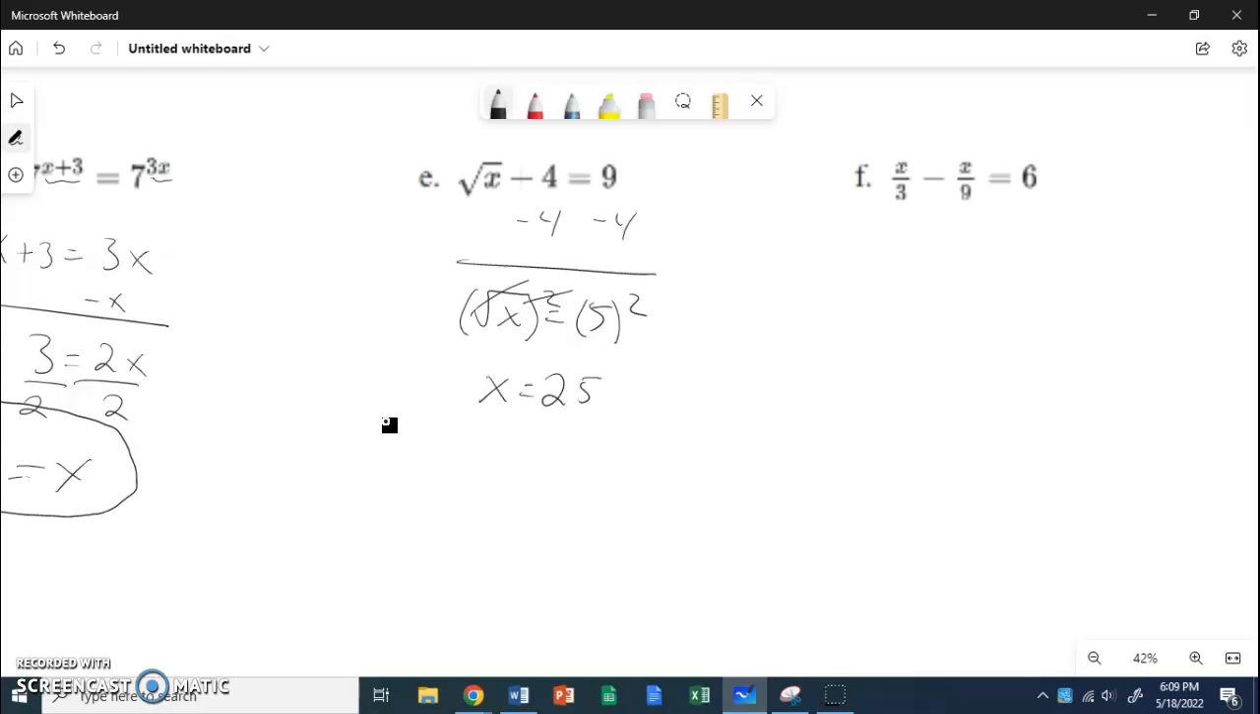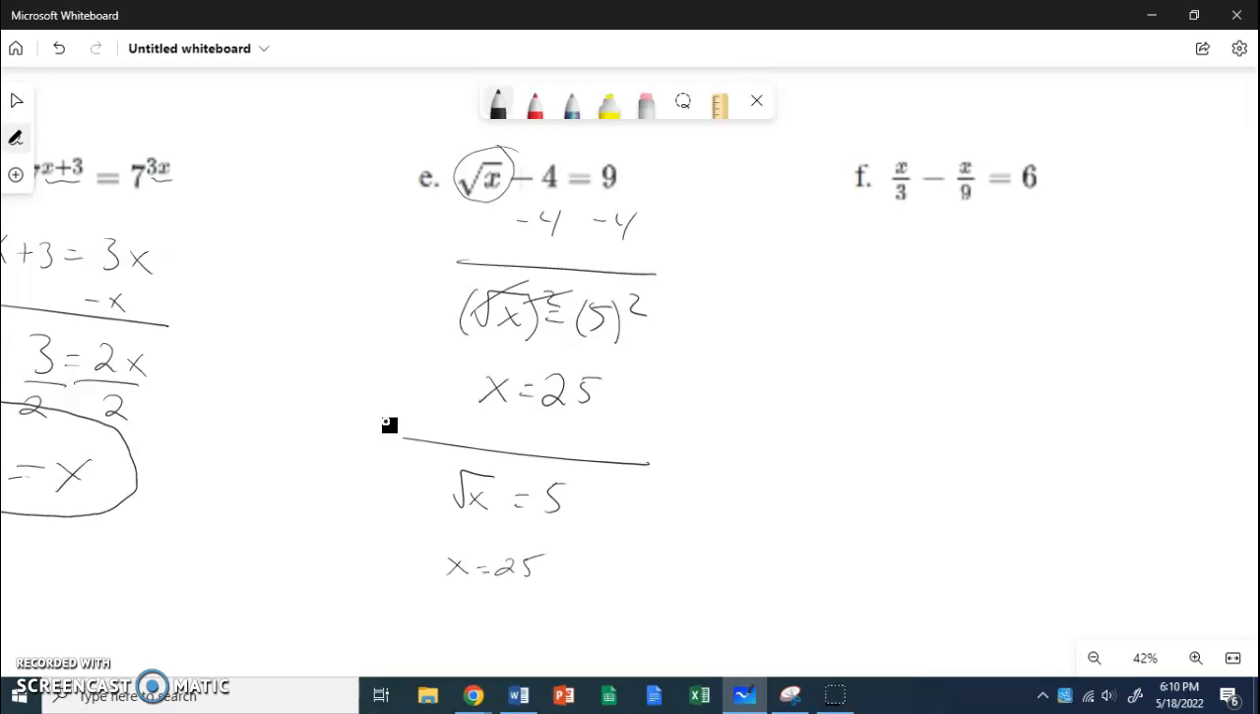Okay? So there's that one. Now, if you wanted to do looking inside, what you could do is cover up the square root of x and ask yourself, what plus 4 equals 9? Well, you would say 5 if you're doing looking inside. So you say the square root of what is 5? The square root of 25. So that would get you the same answer.